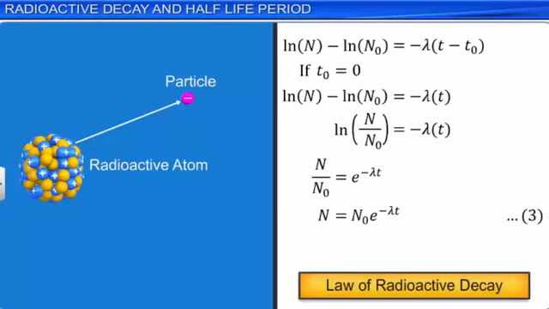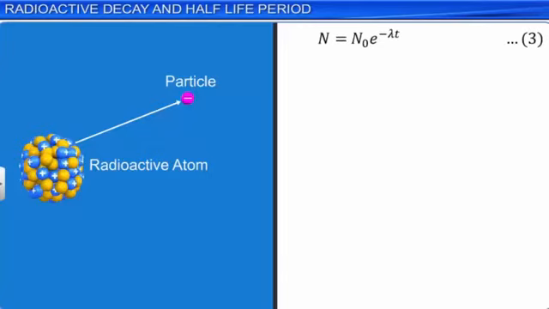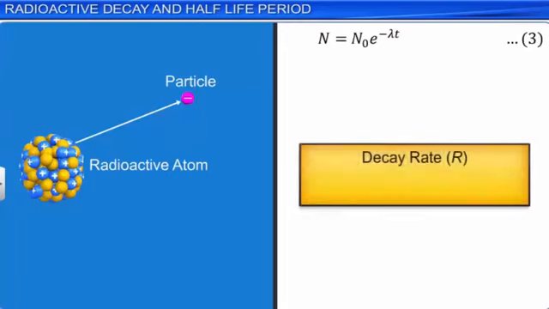In general, we are interested in the number of nuclei decaying per unit time than the number of nuclei present in the sample. Number of nuclei decaying per unit time is known as the decay rate and is denoted by R. R is equal to minus dn by dt. Let this be equation 4. Decay rate R is also called the activity A of the sample.